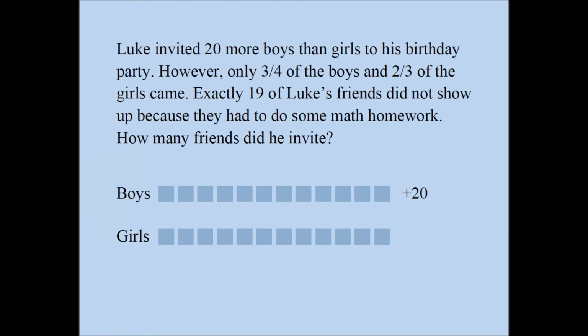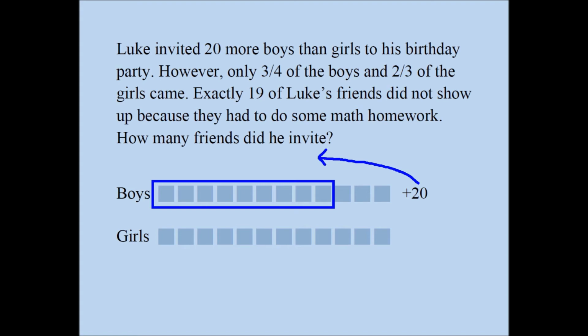So let's go ahead and get into the main problem. Okay, 3/4 of the boys showed up. Now if I have 12 pieces here, 1, 2, 3, 4, 5, 6, 7, 8, 9, 10, 11, 12. 1/4 of 12 is 3. This is 1/4. This is 2/4. This is 3/4. So this many boys showed up, plus 3/4 of 20 is 15. I'm going to put 15 here.